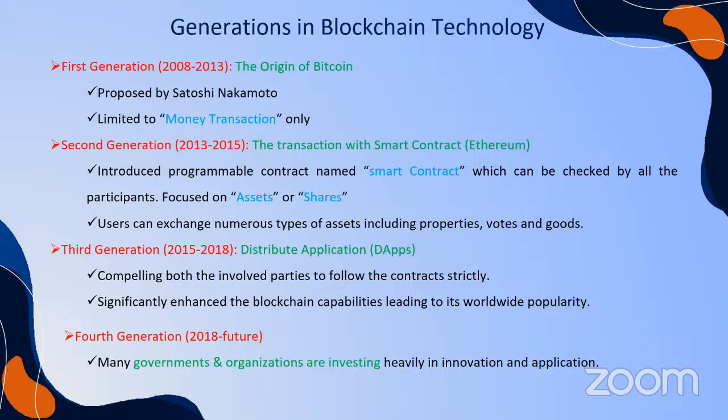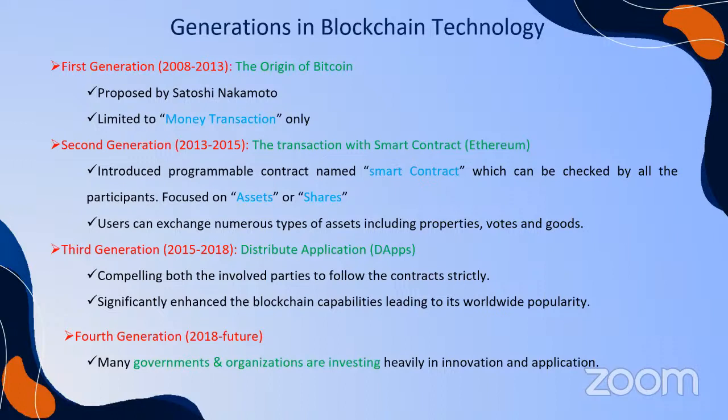So we have deployed the code exploitably and causing threats to the money. We also have blockchain 3.0 in distributed applications, involved in the blockchain protocol, at industry scale of decentralized applications. We compile the contract so that both involved parties follow it strictly, and we have significantly enhanced blockchain capability, leading to its worldwide popularity. So this is the third generation of the blockchain.